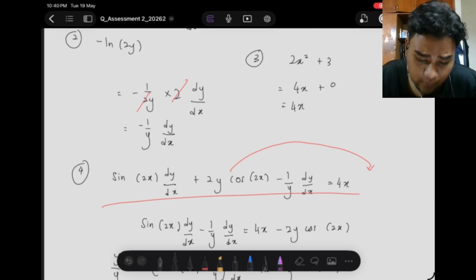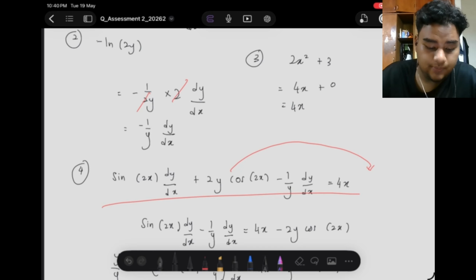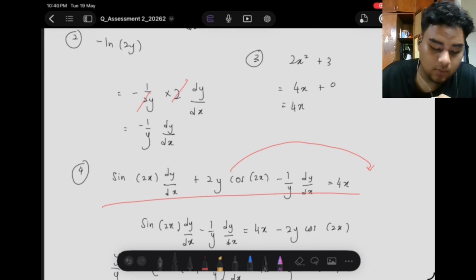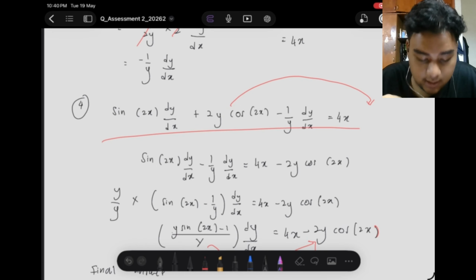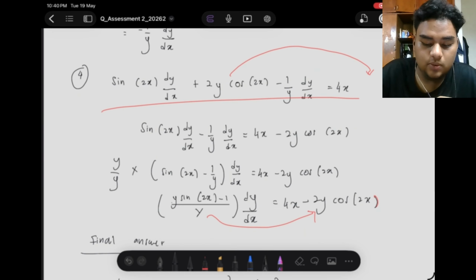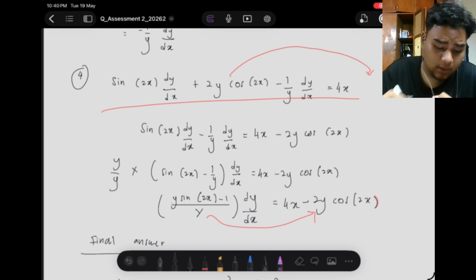Now for the right side, we can just use the straightforward power rule. So 2x squared becomes 4x and 3 becomes 0, so it's only 4x. Now for the final part, we can combine all three terms together. So to isolate dy over dx, move 2y cos 2x to the right side. Factor dy over dx on the left side and multiply it by y over y to make it look cleaner.